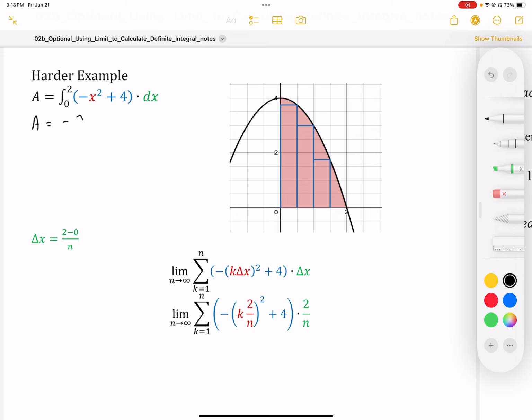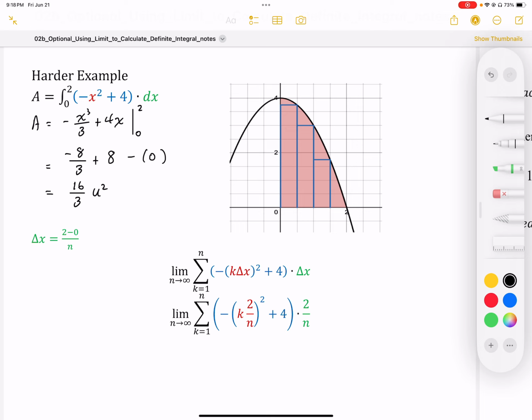I'm going to anti-differentiate this into x cubed over 3 plus 4x, and I'm going to evaluate this from 0 to 2. Plugging that in, I'm going to end up with negative 8 over 3 plus 8 minus 0. And that's going to give us 24 over 3 minus 8, which gives us 16 over 3 units squared. Okay, so that's going to be the exact area.